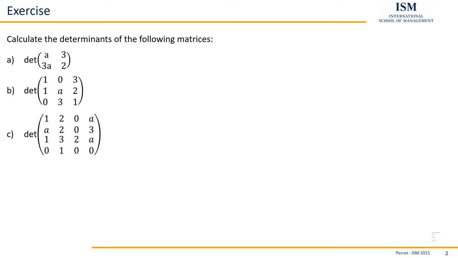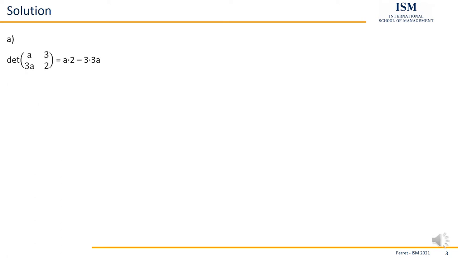So let's start with A, with the smallest one first. Here in A, we only have a 2 times 2 matrix. This is more or less the version of matrices where we always aim to get to. So with later exercises or with larger matrices, we always try to simplify them in a way that in the end we only have to calculate determinants of 2 times 2 matrices.